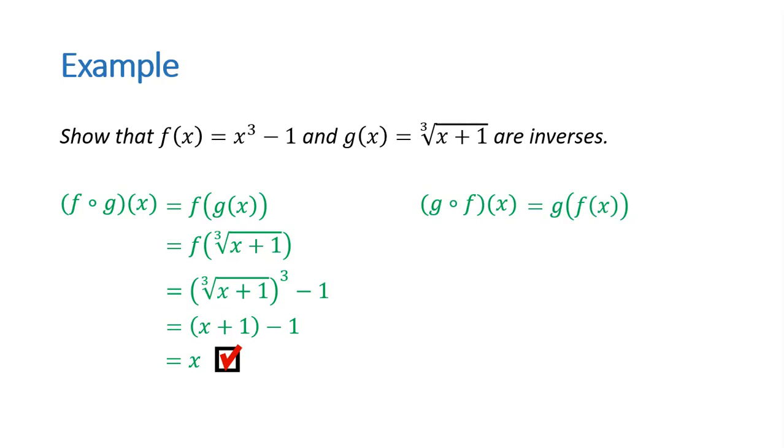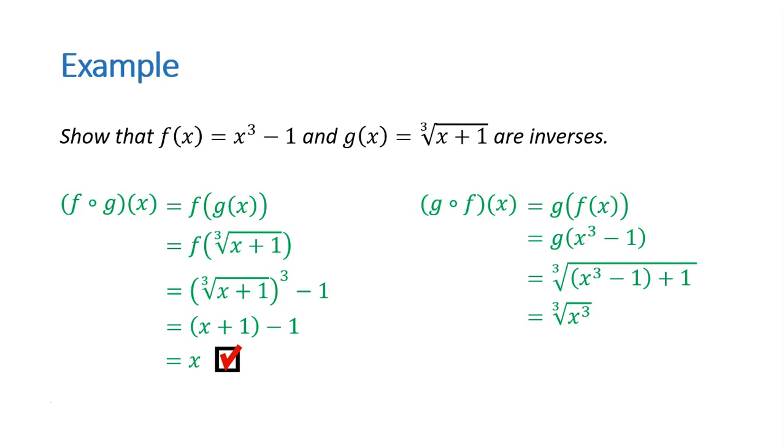f of x is x cubed minus 1, so that's what we're plugging into g. The rule for g says take our input, add 1, and then take the cube root. So we're applying that sequence of operations to this specific input, x cubed minus 1. We need to start on the inside of the root this time. So I can combine my negative 1 and my positive 1. Those cancel. I'm just left with the cube root of x cubed.